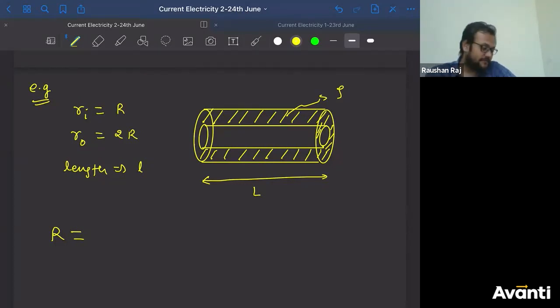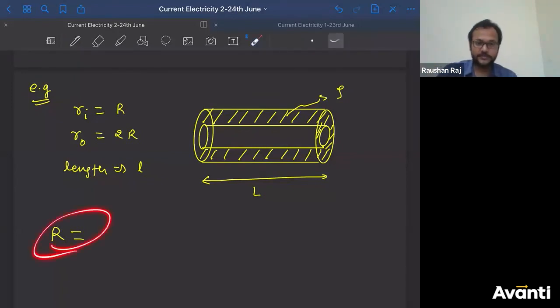Just don't follow anything blindly. First of all, this question is incomplete. If I ask you find the value of R, you should ask me across which 2 points. You cannot find the answer just like this. You should ask me, sir, across which 2 points are you connecting the battery? What is the direction of current flow?